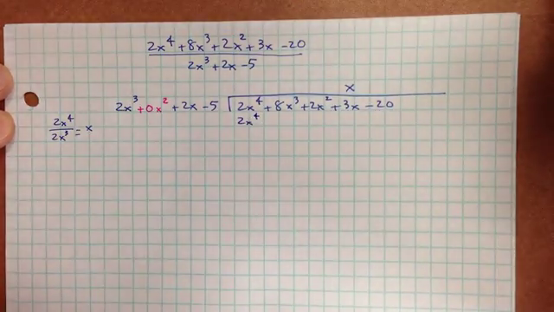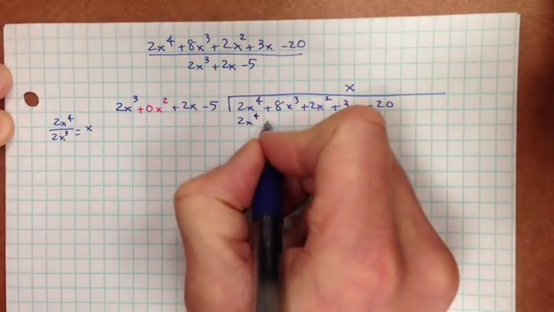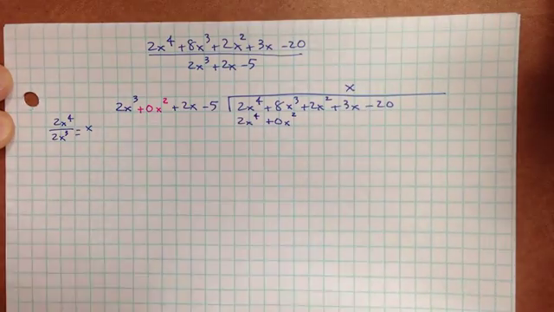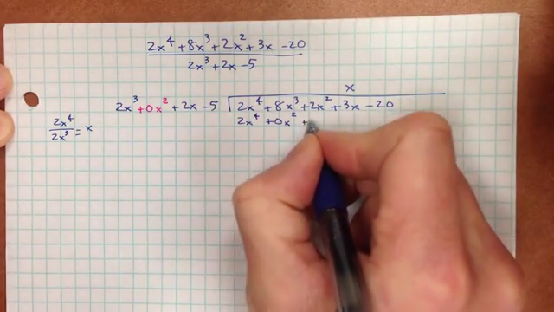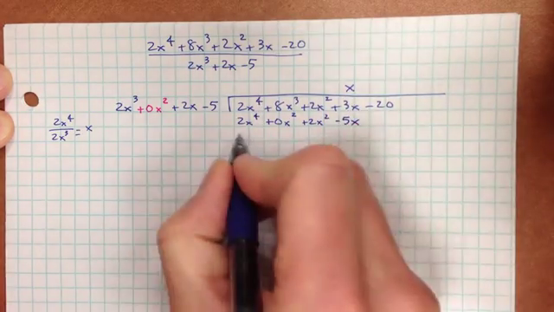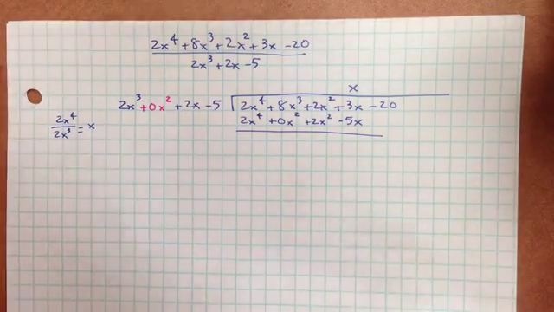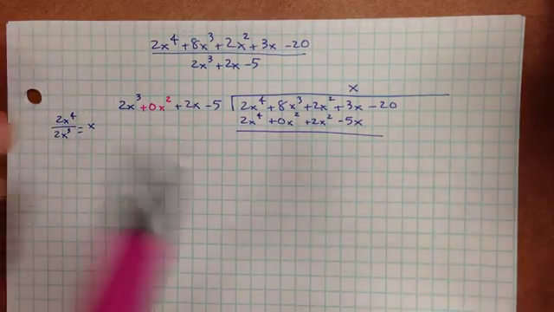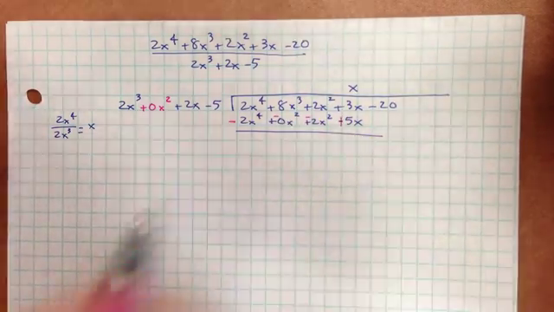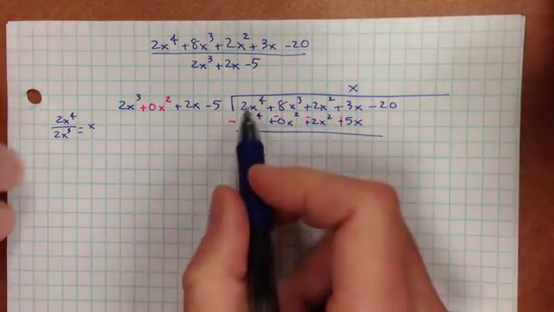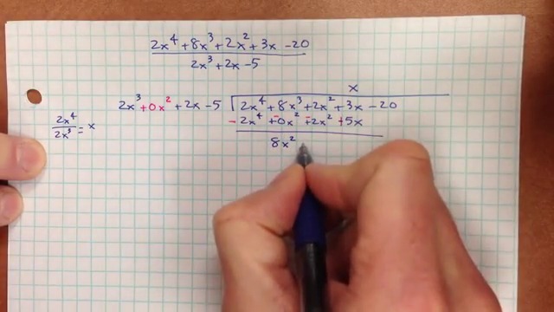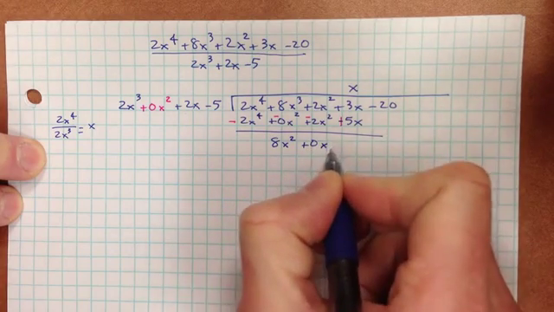X times 0x squared will be 0x squared. X times positive 2x will be positive 2x squared, x times negative 5x. We're going to do the math on that. Give yourself a sign change all the way across. Negative, negative, negative, positive, and then bring everything down. Gone. 8x squared. Gone. Plus 0x.